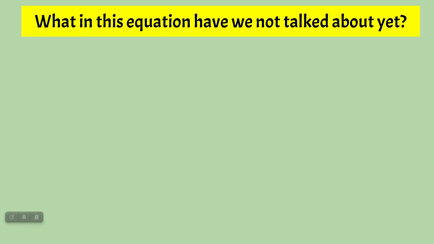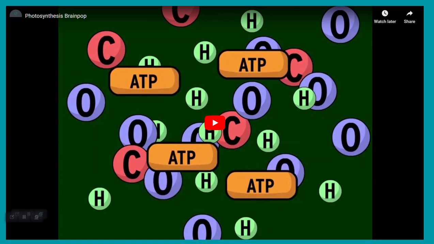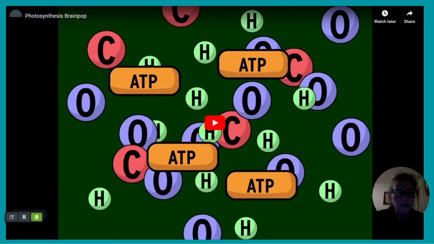All right, what in this equation have we not talked about yet? Well, it's the chlorophyll. So I've been using the word chloroplast a bunch because chloroplast is the location where all of this rearranging happens. So let's talk about chlorophyll right now. And so I'd like for you to watch this quick BrainPOP video. Let me try to adjust my settings. Nope, I didn't mean for you to watch me. Hold on.